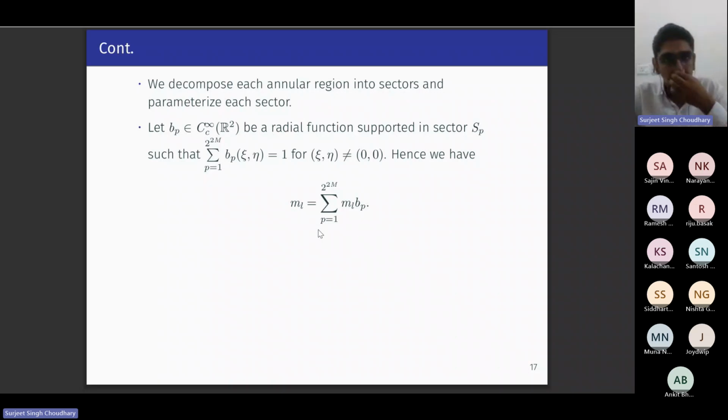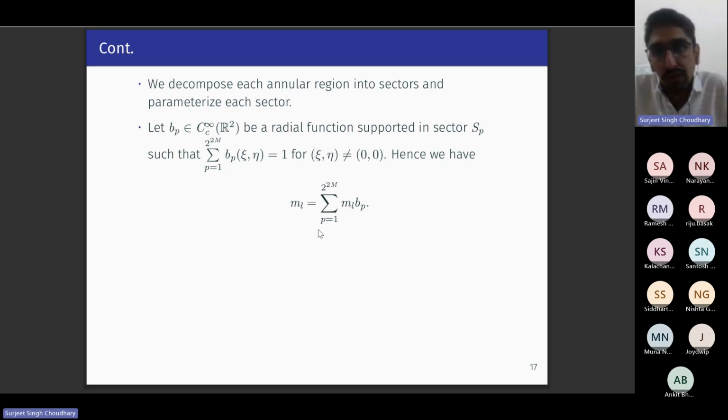Now we have a parameterization of our boundary in each sector. This parameterization will have different curvatures. So we will need two things. One is a better kernel estimate in each sector and annular region. And the second thing we'll need is orthogonality in the xi and eta variables, so that we can use a Littlewood-Paley argument in the end.